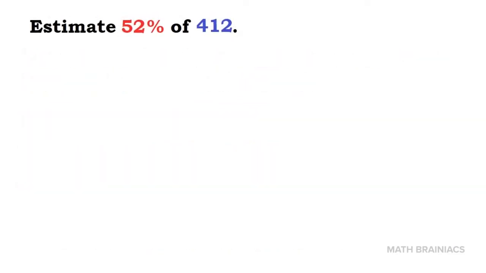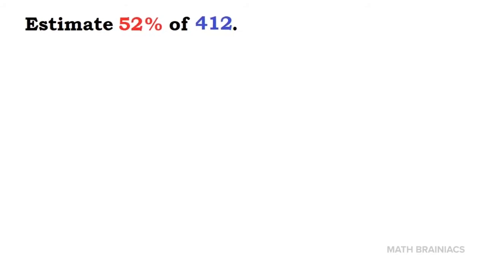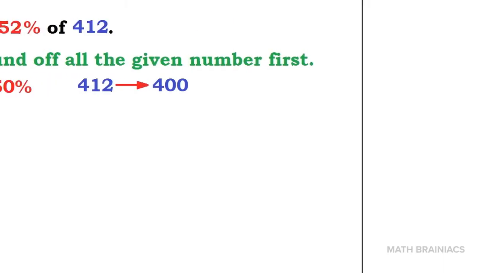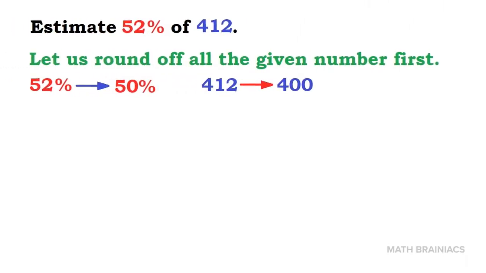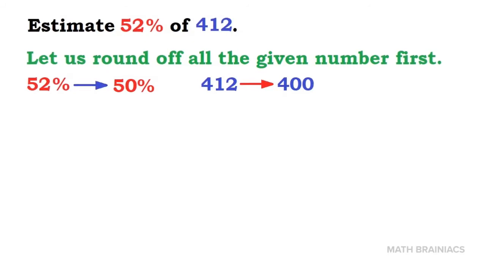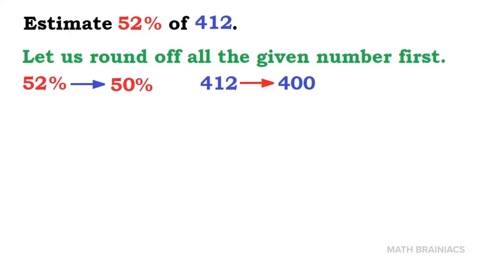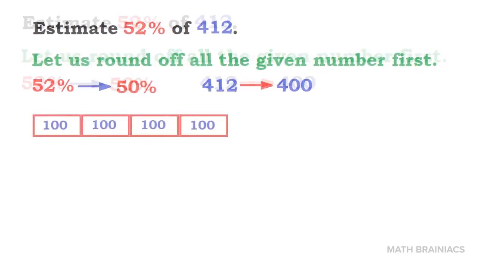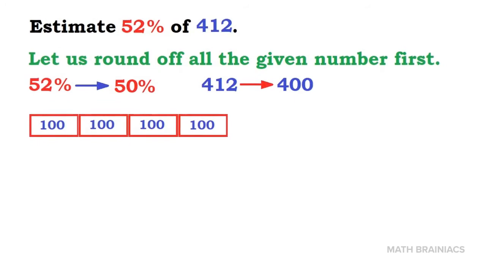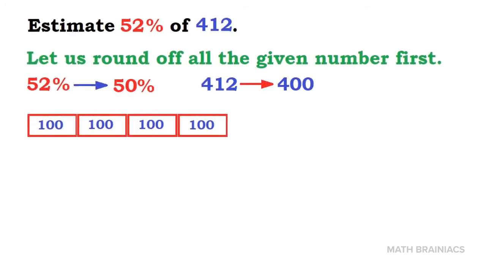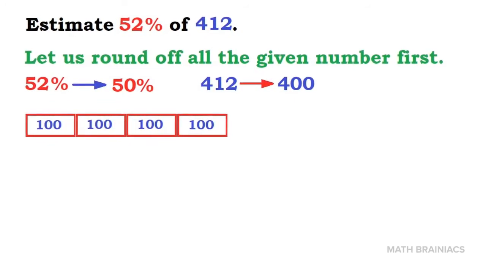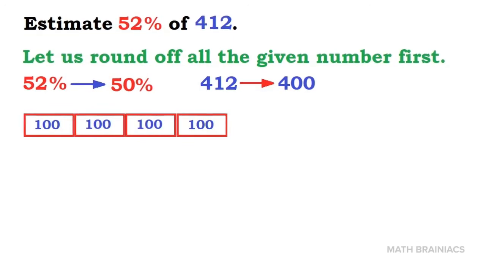Let us work on another example so that you can understand it well. Estimate 52% of 412. Rounding off all the given numbers first, 52% will be rounded off to 50% to the nearest tens, and 412 will be rounded off to 400 to the nearest hundred. Drawing the bar diagram, which will be cut into 4 parts, and each part will consist of 100, will give us a total of 400.